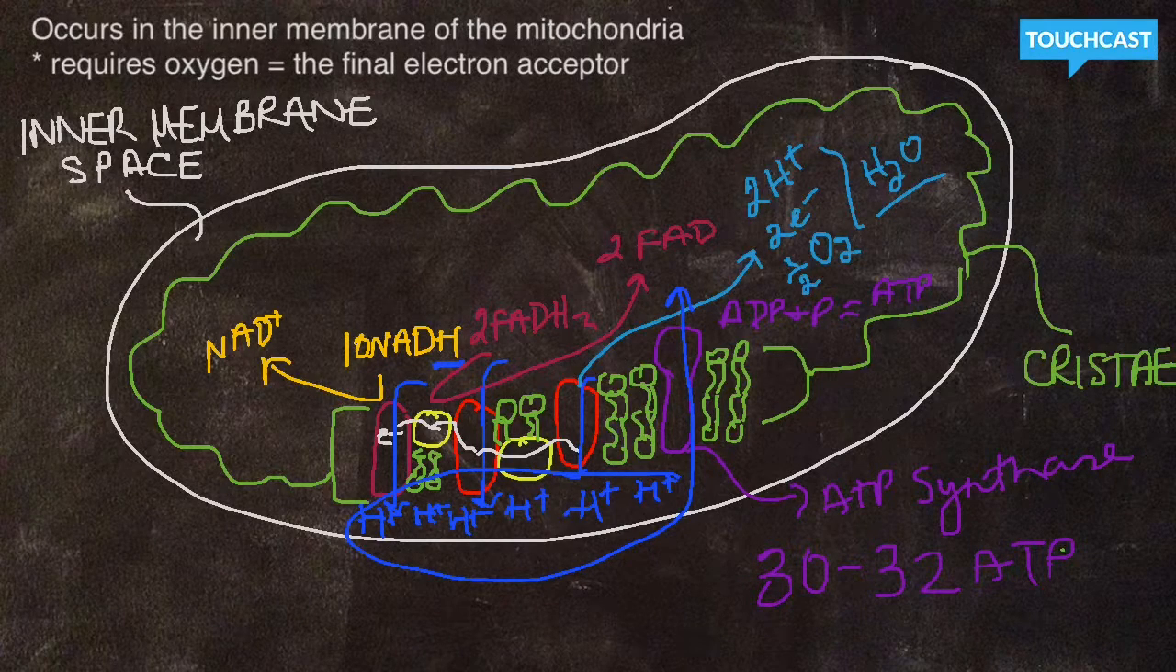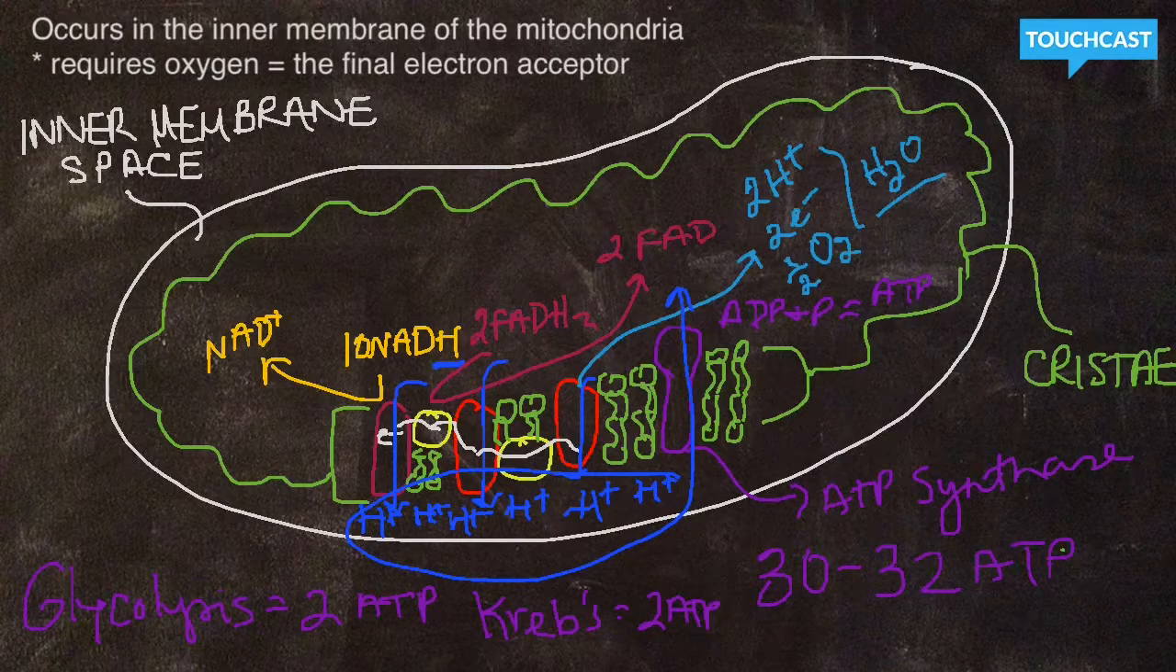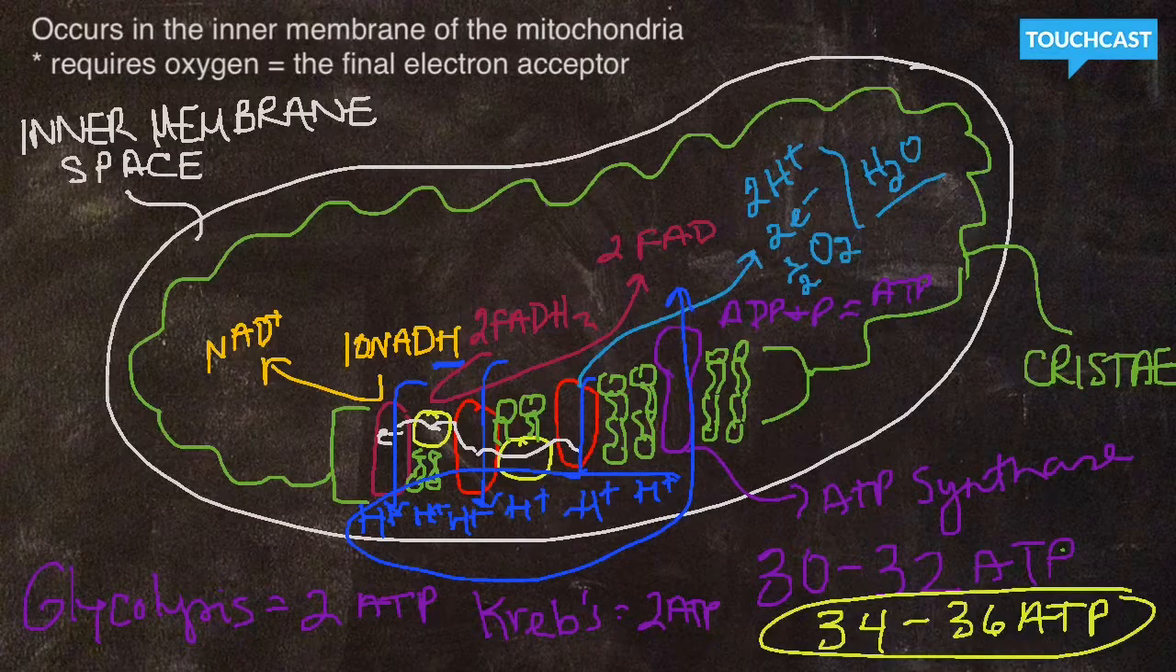Now, if you think back to the other reactions in cellular respiration, in glycolysis, we had 2 net molecules of ATP. And then in Krebs, or the citric acid cycle, we had 2 molecules of ATP. So from cellular respiration, our total net yield of ATP then is going to be about 34 to 36 ATP. Okay. So that is the whole entire goal of cellular respiration.